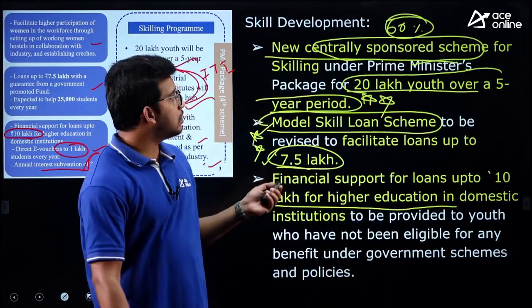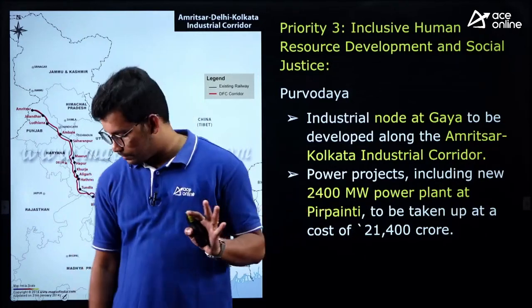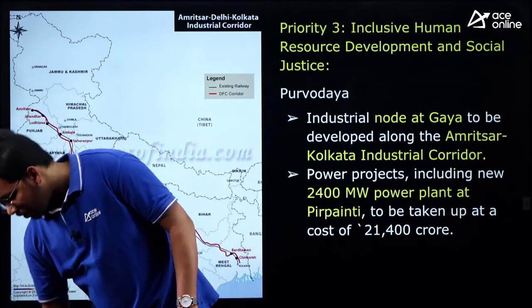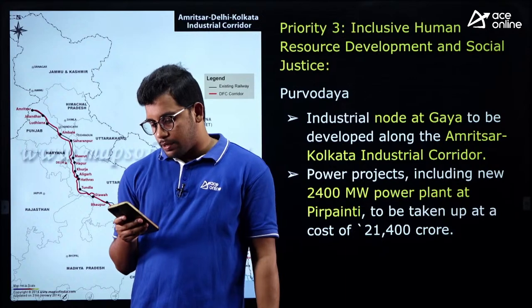So these are the second priority. Is this clear? Is this clear with the second priority?